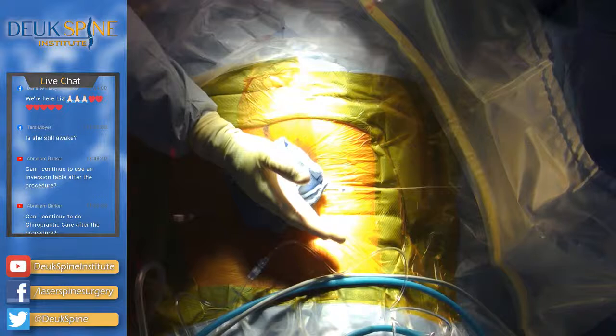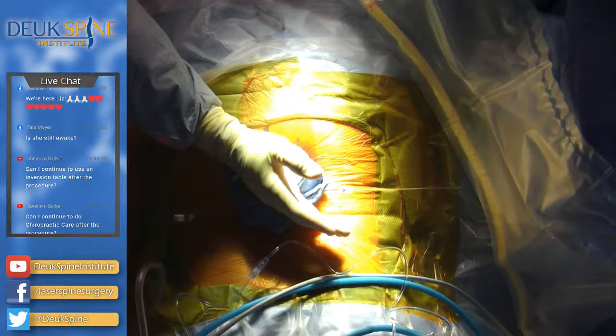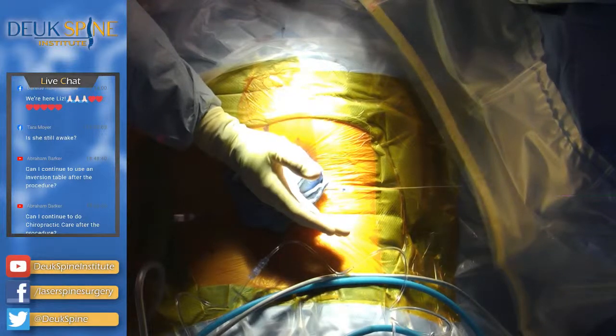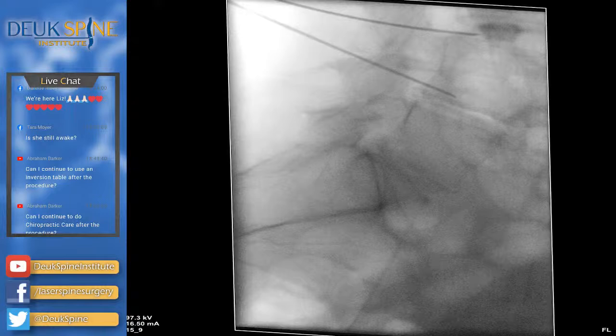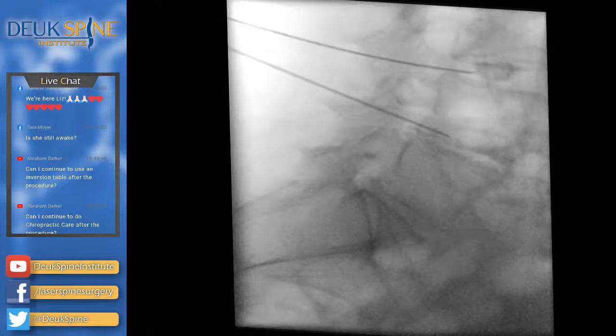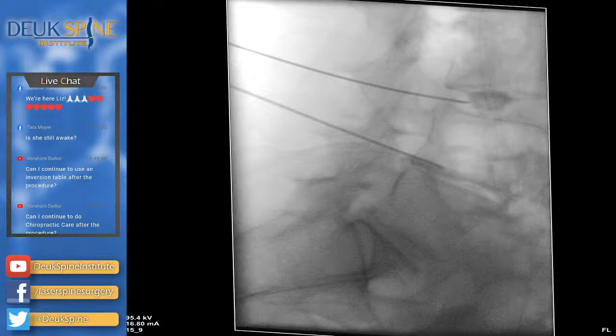Is that our view right there? I understand. Let's zoom in a little more. Bring the emitter closer to the patient so I can get a better view. Release the wag. Does that look better to you guys?